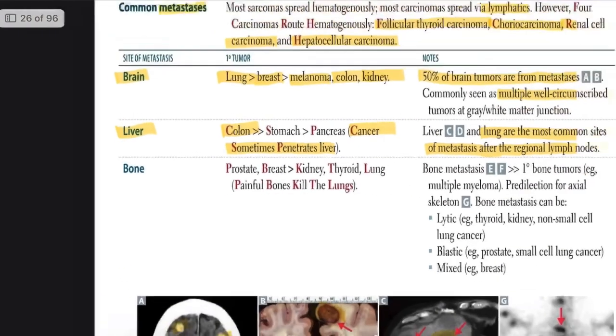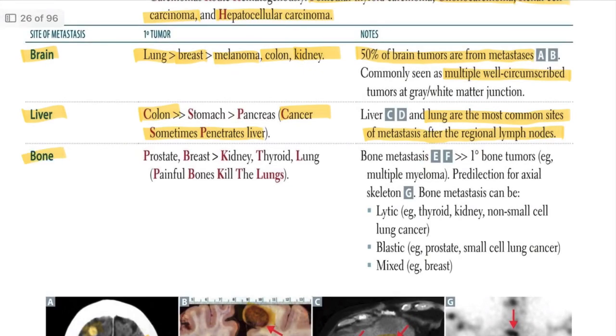will be bone metastasis. In bone metastasis, for FMGE and PG medical examinations, this is the most favorite question they can ask. The common primary cancers that go to bone are prostate, breast, kidney, thyroid and lung. The mnemonic is: painful bones kill the lungs. So these are the common primary cancers that go to the bone.